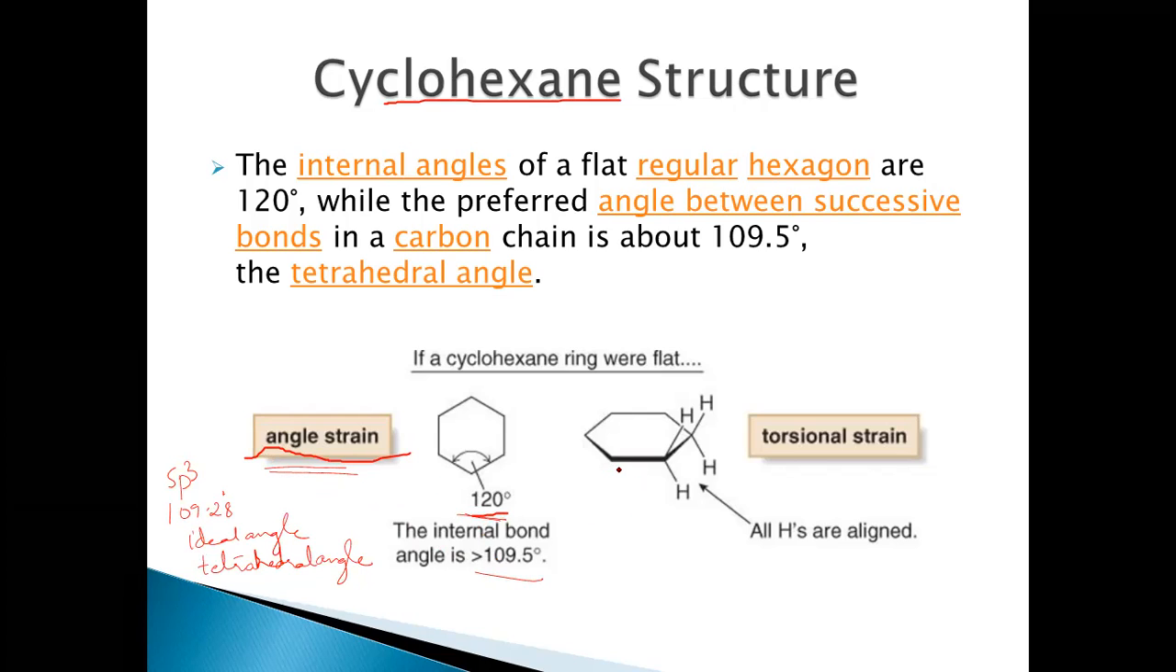And one more thing, if the molecule is planar, all the hydrogens on these adjacent carbon atoms, these vicinal hydrogen atoms, will be in eclipsed conformation. That means the hydrogens on adjacent carbon atoms will be one behind another, in eclipsed conformation and not staggered, so it will suffer from torsional strain. So if the molecule were planar, it would suffer from two types of strain: angle strain and torsional strain.